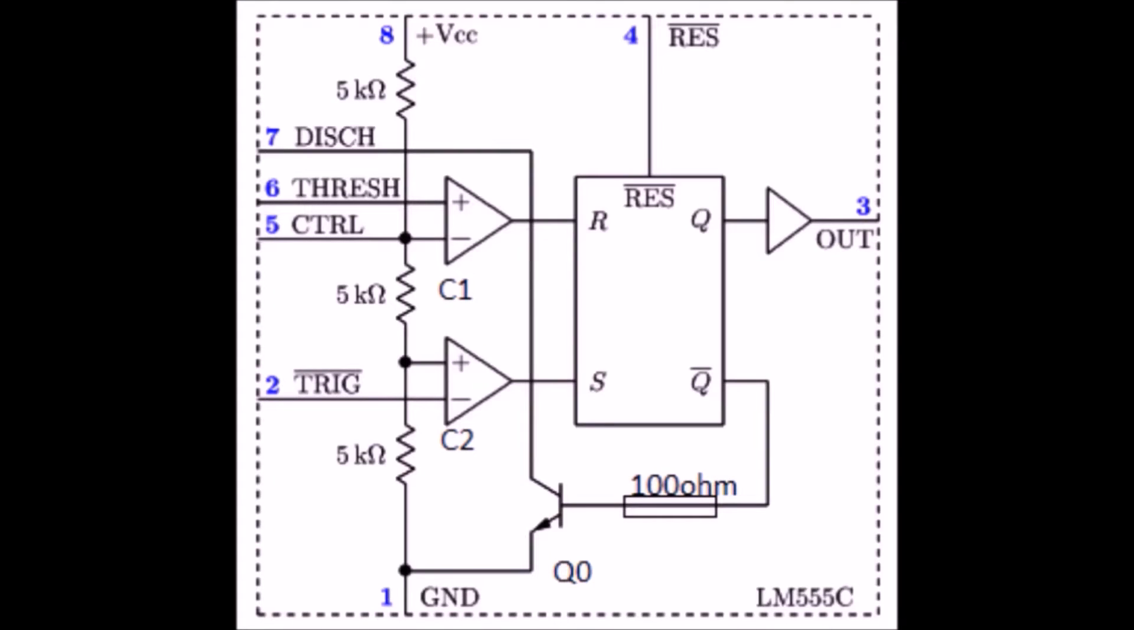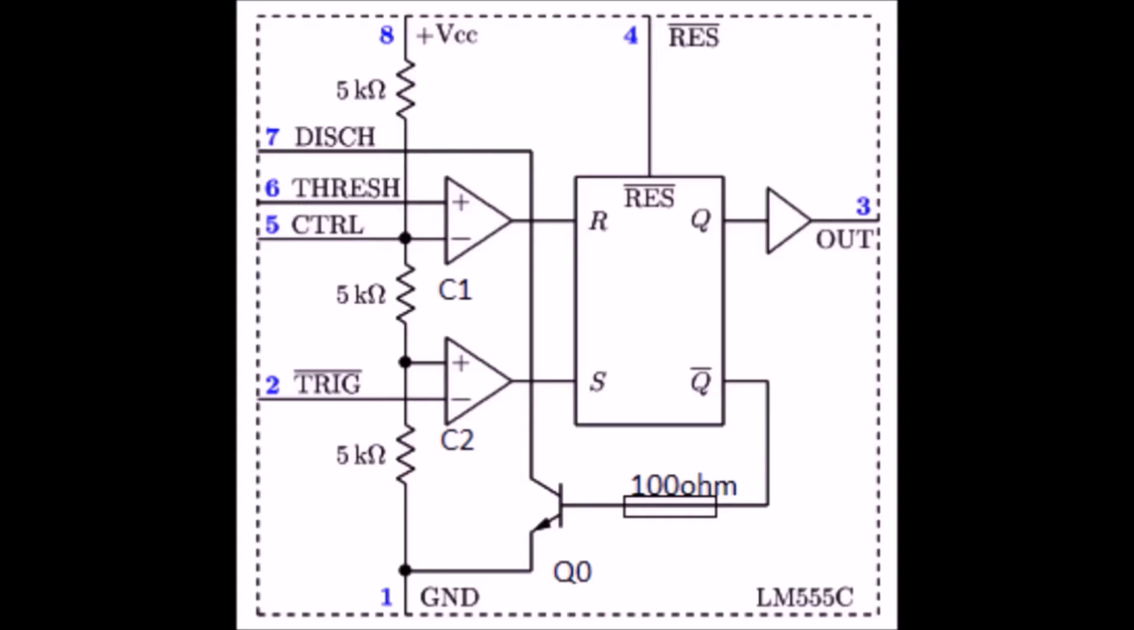The 555 timer consists of a pair of voltage comparators, a flip-flop, and a BJT that acts as a switch. It also has a tray of resistors to set the VTH at 2/3 of VCC and VTL at 1/3 of VCC. The state of the flip-flop is controlled by the comparators as follows.